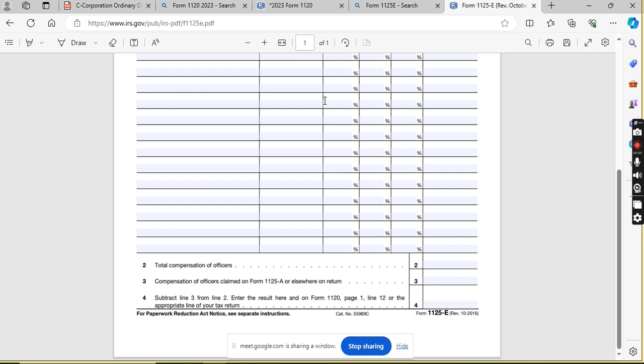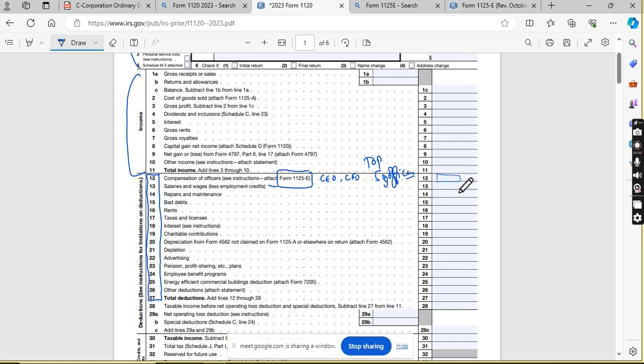Now, what is 1125-A? If you remember, we did it in the last session. Do you remember? Are you able to remember the forms? No. Anyways, not required. It's pertaining to cost of goods sold, sir. Absolutely, it is related to cost of goods sold. So after subtracting that, whatever the amount is will automatically go into line number 12.